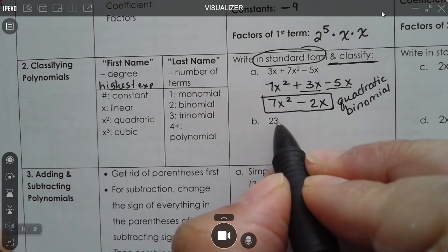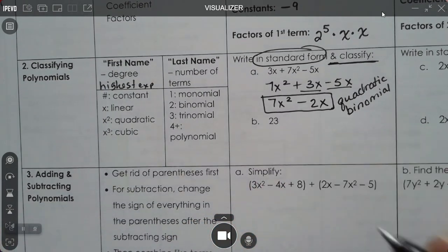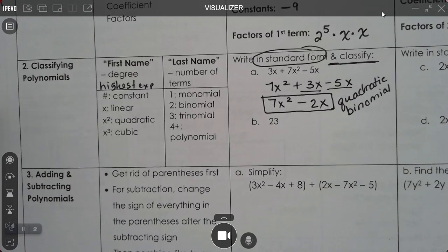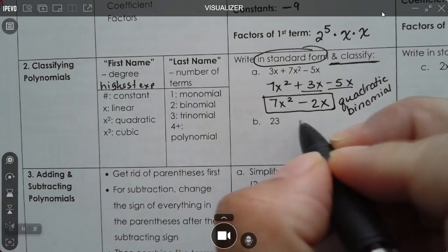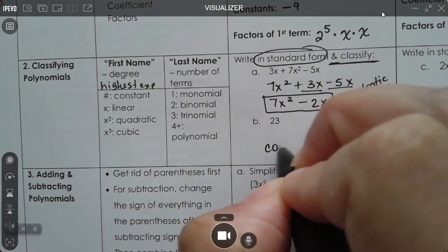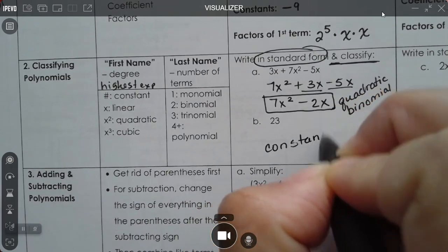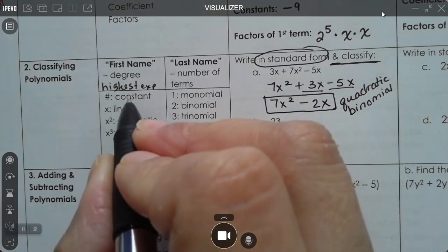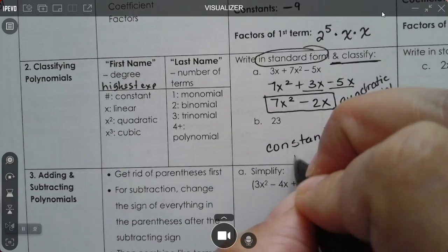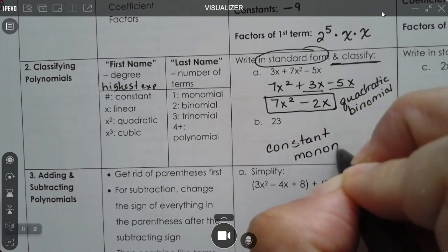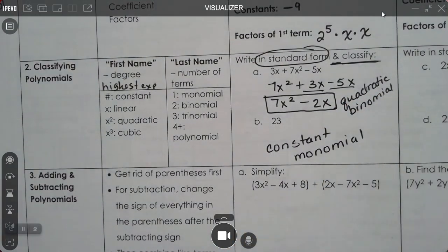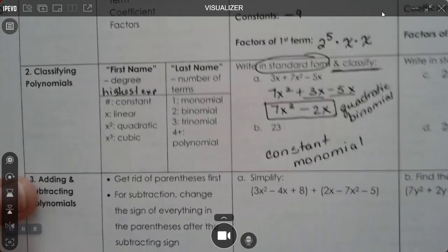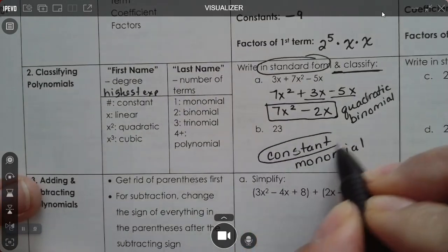23. 23 is the only term, so it's the first term, the last term, and the only term. It has no variable, so it's just a constant. If you want to be technical, it's a constant monomial. But if you're a constant, then it's understood that you're the only one there, so we usually just go by constant.